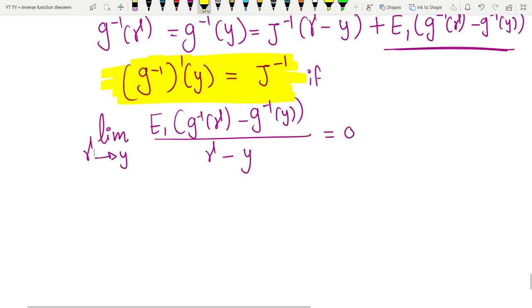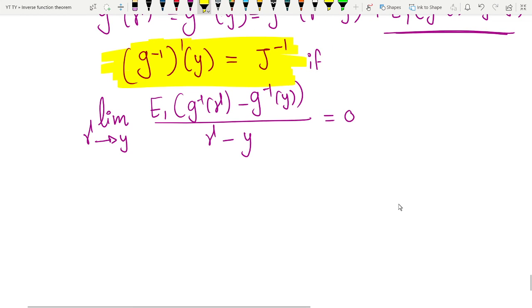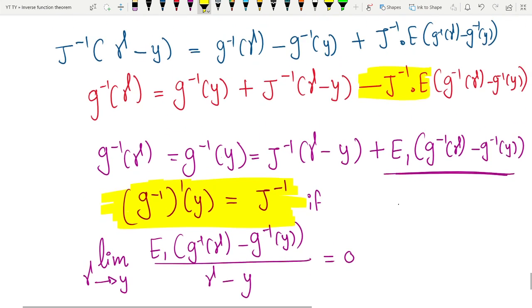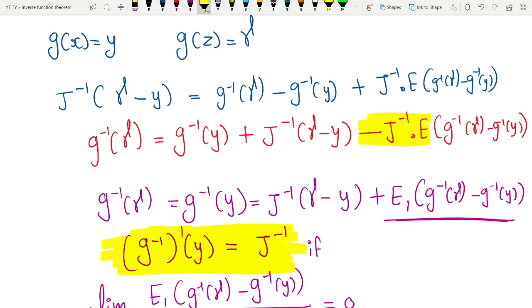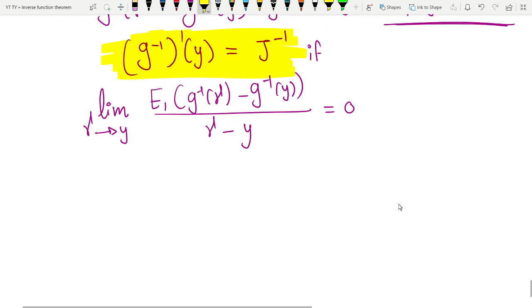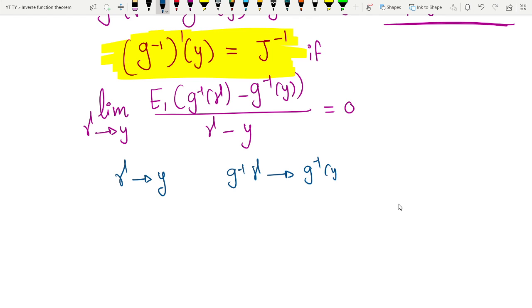So let us just talk about the final part, that is nothing but the error function. If my gamma goes to y, what are the things that will happen? If gamma goes to y, my g inverse of gamma will go to g inverse of y, since my g inverse is continuous. It is a continuous function, so it will happen.